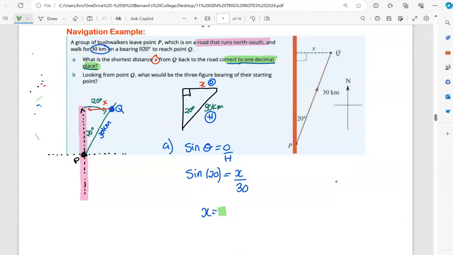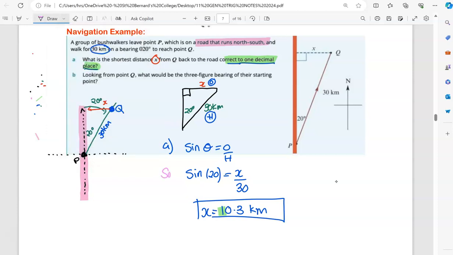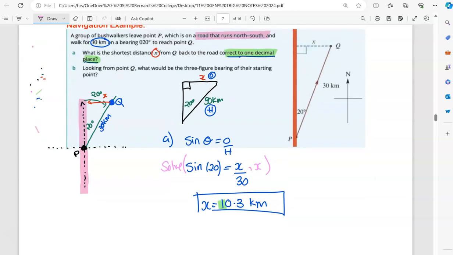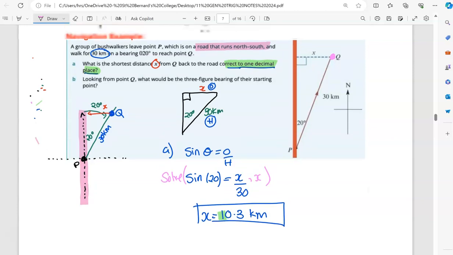Excellent. So 10.3 kilometres, because we were measuring in kilometres. I can leave it as X because they called it X in the question. I'm just going to add solve in there in case you go back to this and ask, what did we do? How did we get that? So looking from point Q, now I'll use the diagram that they've done. They said looking from point Q, what would be the true bearing of their starting point?